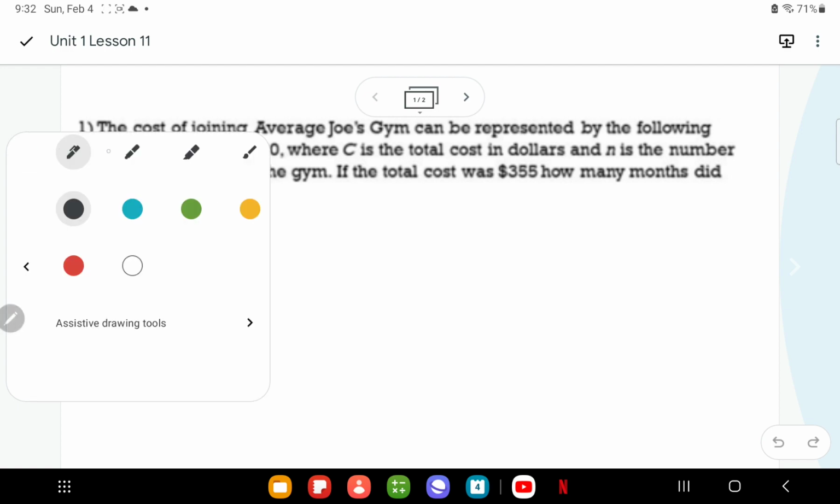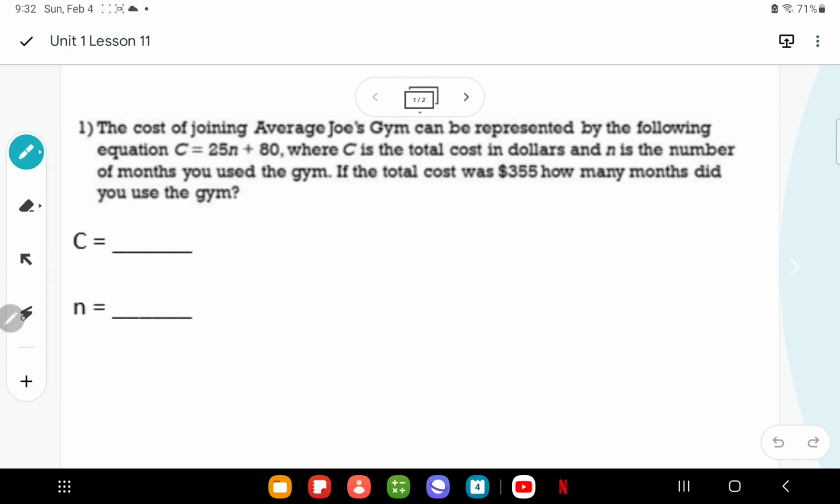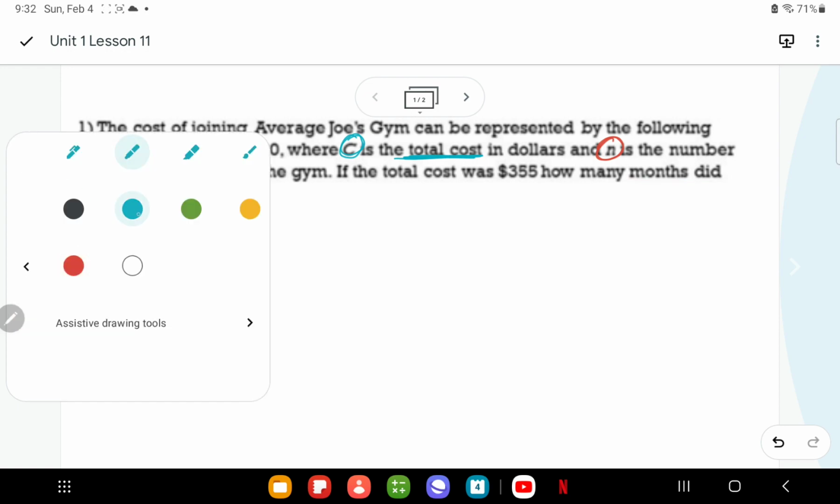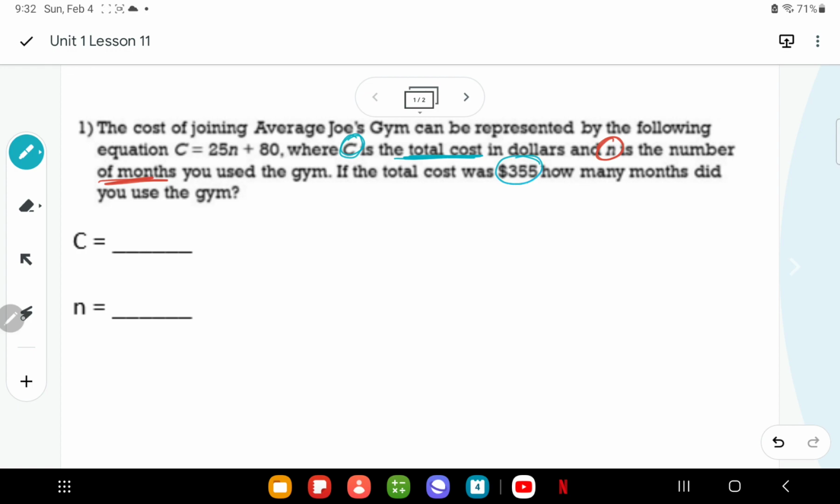Now, in the last one, I did like to highlight and color code. C is the total cost in dollars, so C is our cost and N is the number of months you use the gym. Now it says if the total cost was $355, how many months did you use the gym? So this tells us that this $355 is a cost. So I'm going to put it here in the C equals, and then how many months did you use the gym? That's my question mark. That's what I want to figure out.